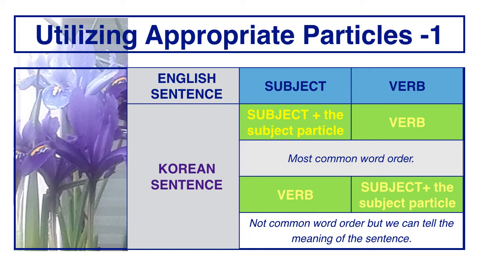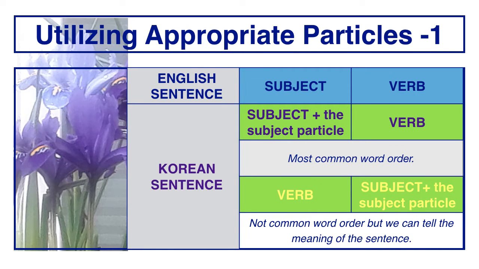In English sentence, each word's class is indicated by the order of each word. For example, when you write subject and verb, you can tell the subject because the subject word locates where the subject word should locate, and the verb locates in the place where the verb should locate.